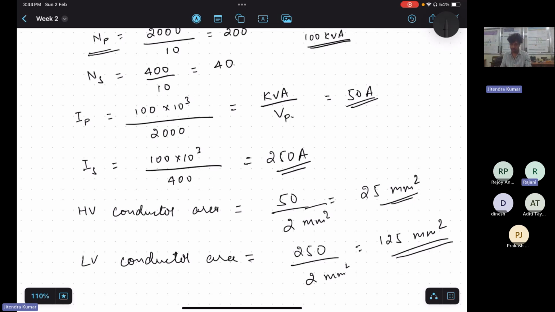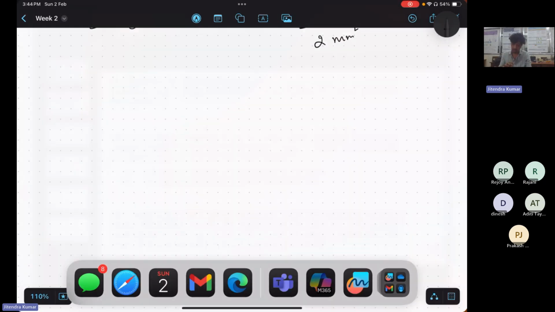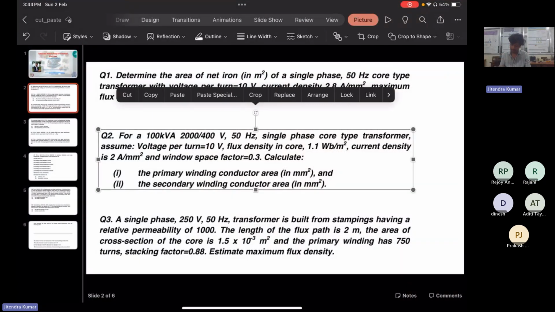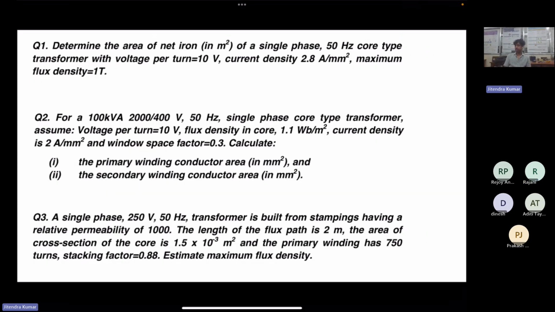Okay. If not, then let us move ahead with the third question. I hope you can see the third question. Kindly read it and try to think about it. Basically, it says we have a single phase 250 volt 50 hertz transformer built from stampings having a relative permeability of 1000.